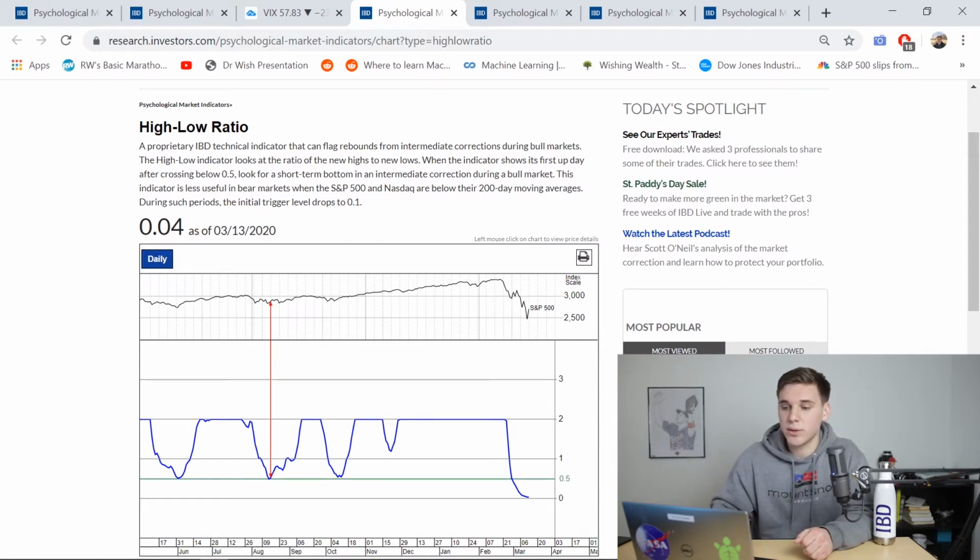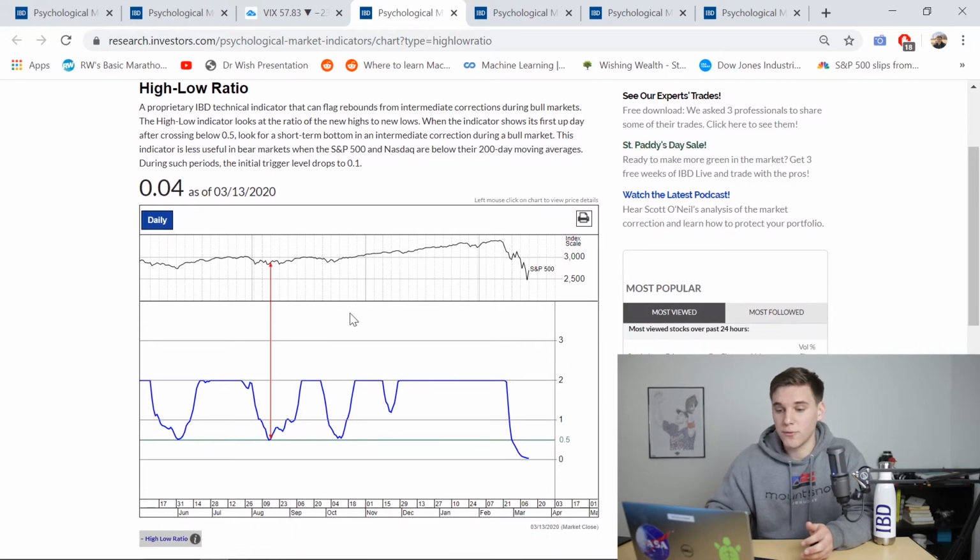And you can see that when the S&P 500 and the NASDAQ are below their 200-day moving average, this indicator is a lot less useful. And during those times, the initial trigger level drops from 0.5 to 0.1. So at this point, we're very low in this measure. And as I say, this isn't as useful during these times.